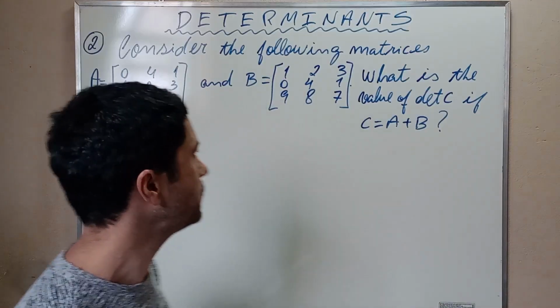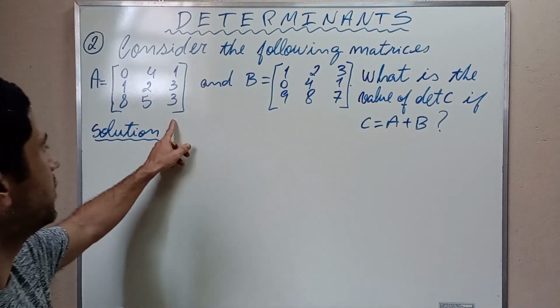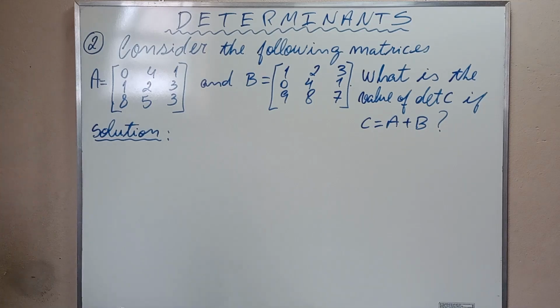Exercise number 2 now. Consider the following matrices A and B. Observe that they are 3 by 3 matrices. And the question: what is the value of the determinant of C if C is equal to A plus B? Okay, my friends, this is the exercise. Let's go to the solution.